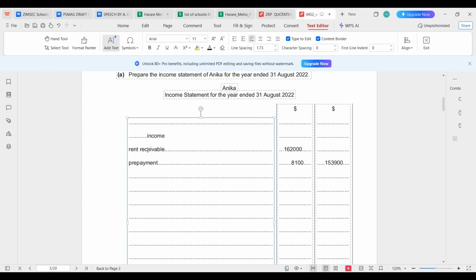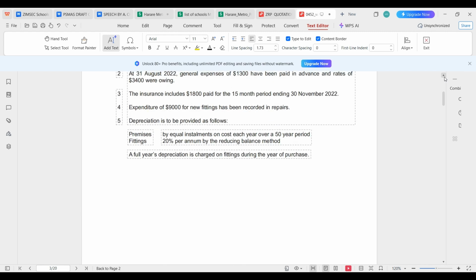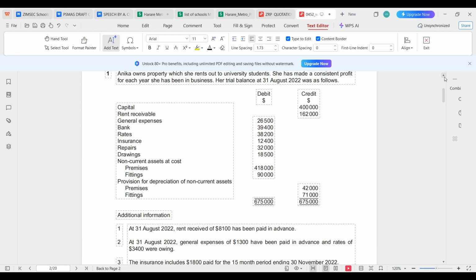Then after that, what do we do next? We now say that particular amount less all expenses. So we now have to look for our expenses, all the various expenses that we have. So if you go up there, we can see that as part of our expenses, we had general expenses here. You see general expenses of 26,500.